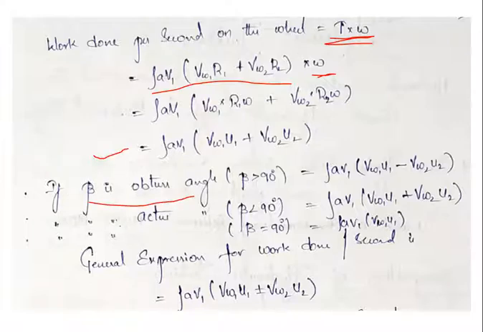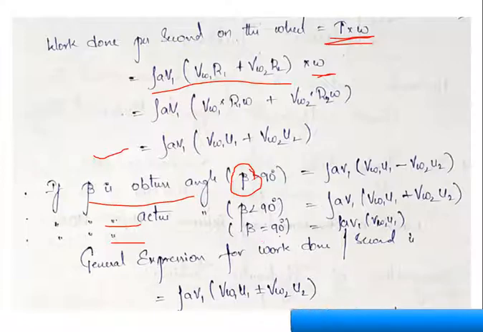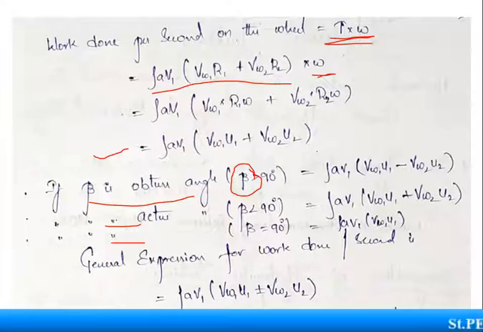And these are the three cases when we have three different beta values. What is beta? The blade angle. It can be greater than 90, less than 90, or equal to 90, so we have three different cases.